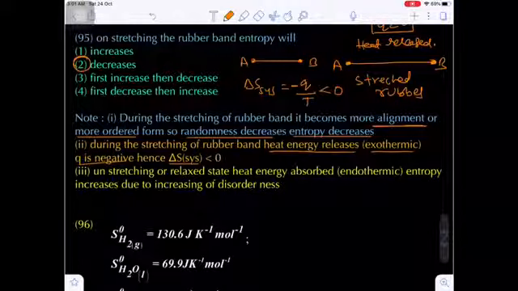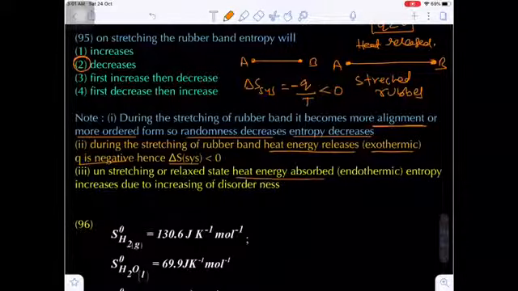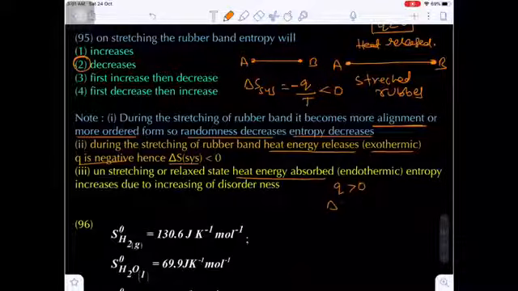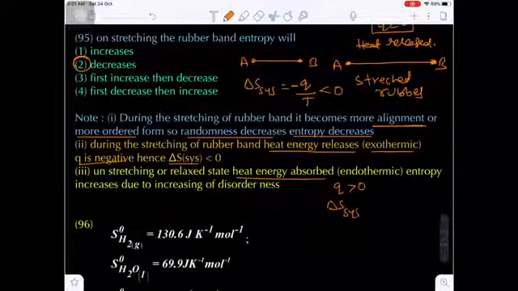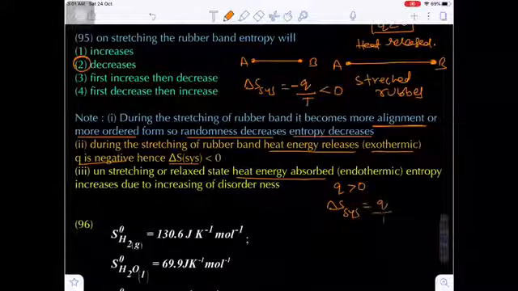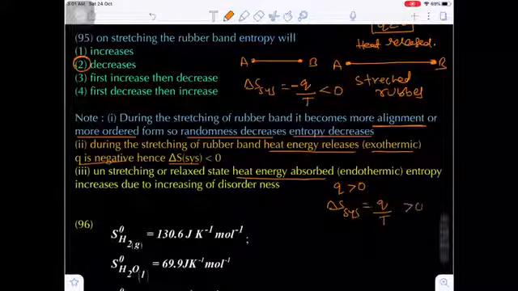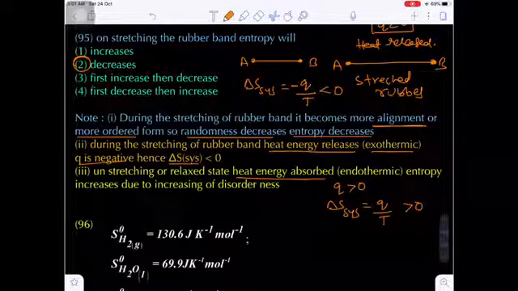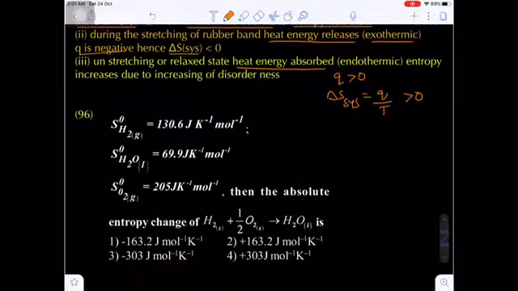Now the reverse one, unstretching rubber, that means the relaxed state of rubber. The reverse phenomenon, that means heat energy is absorbed from the surroundings. When heat energy is absorbed from the surroundings, Q value is greater than 0. When the Q value is greater than 0, delta S system, which is nothing but Q by T, will be greater than 0. That means unstretching rubber, relaxed rubber, entropy increases. During the stretching of a rubber band, entropy decreases.